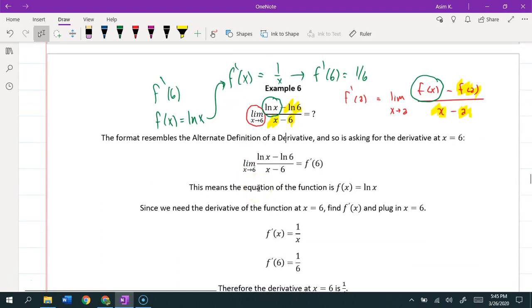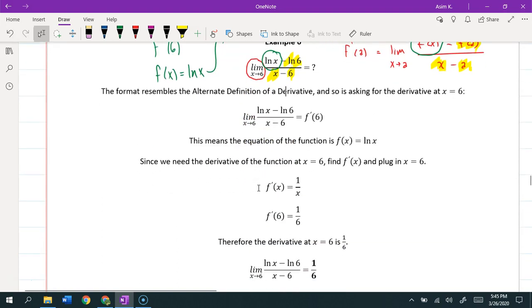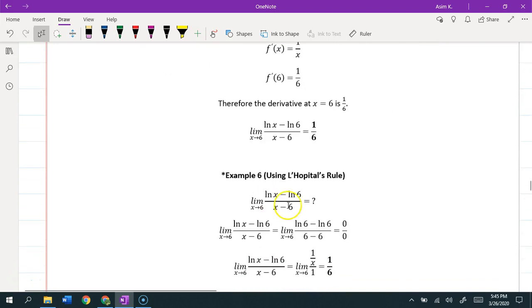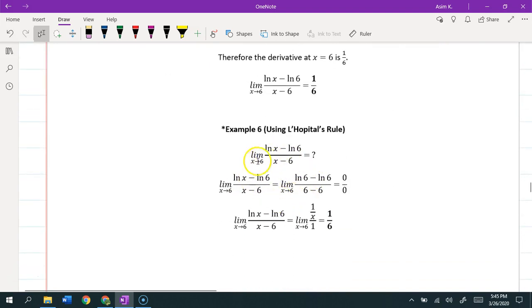Well, you might be wondering, wait, can I use L'Hopital's for this? Well, let's take a look. I plug in 6 initially. Remember, L'Hopital said evaluate it first. And I end up with natural log 6 minus natural log 6. So guess what? We can use L'Hopital's rule because we have indeterminate form.